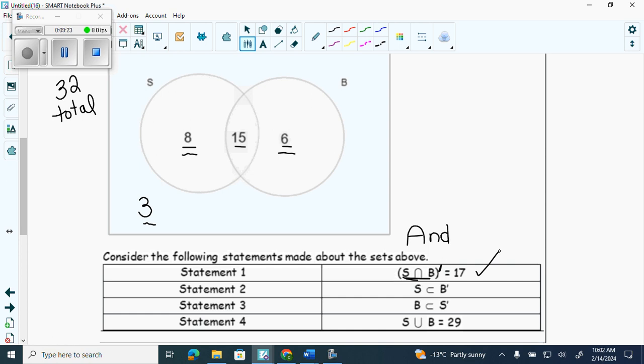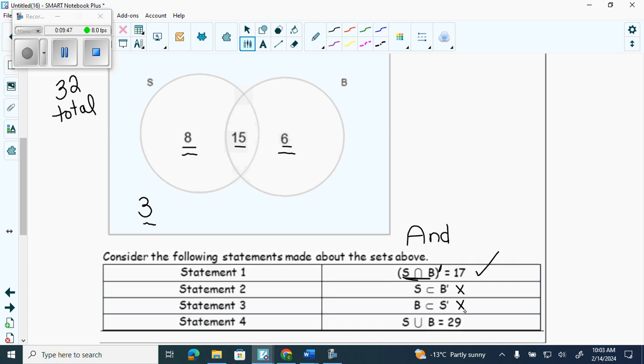And then it says S is a subset of not B. So all of S is not in B. Is that true? No, the only way that would be is if they were actually disjoint, if they were completely opposite sets. So S is not a subset of not B, sorry. Is B a subset of not S?